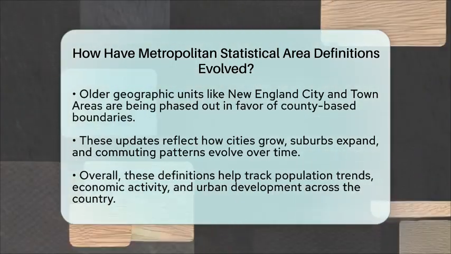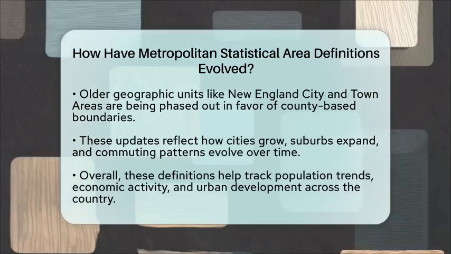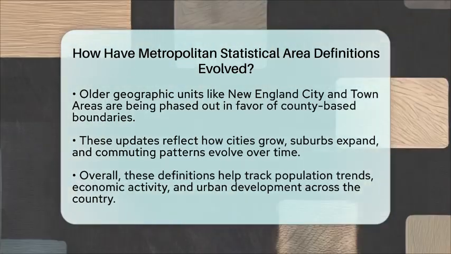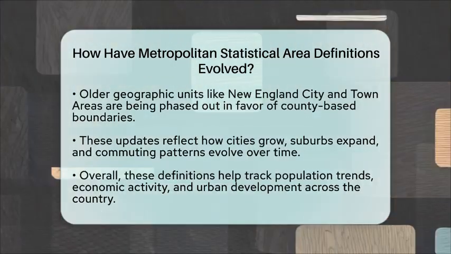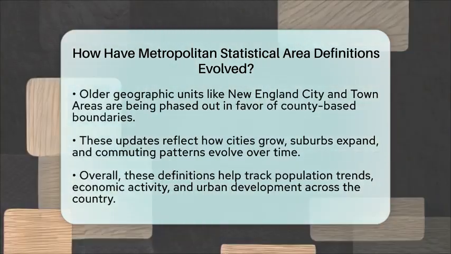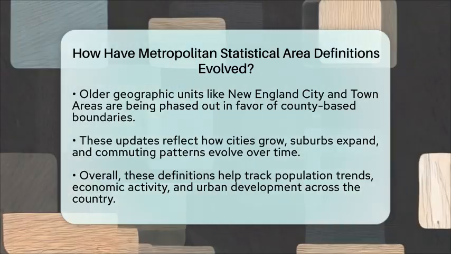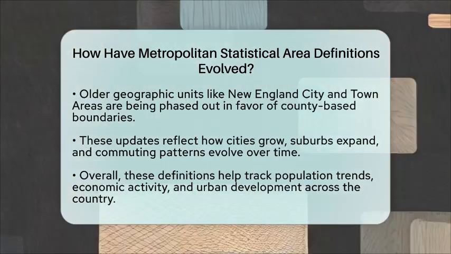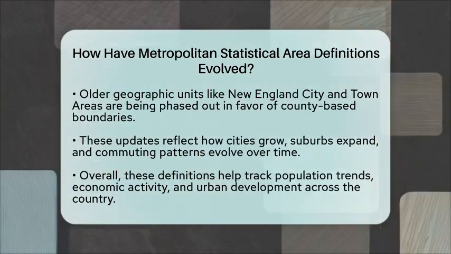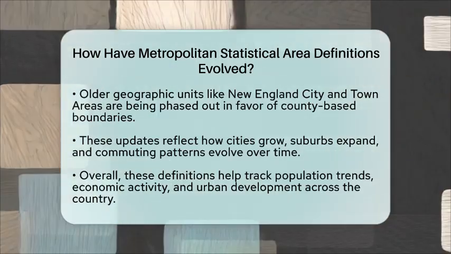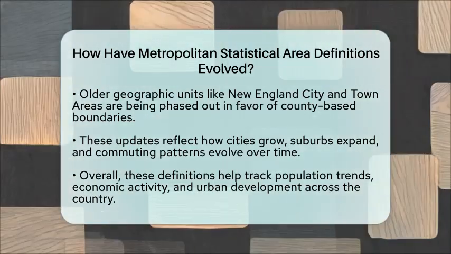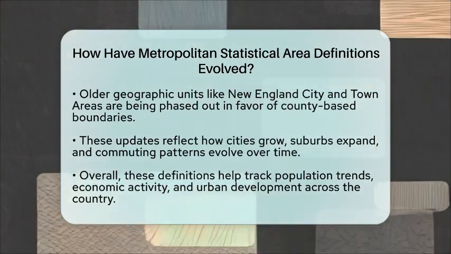Older geographic units like New England city and town areas are being phased out in favor of county-based boundaries. These changes show how cities grow, suburbs expand, and commuting habits evolve. These definitions are important because they help us understand population trends, economic activity, and urban growth across the country. They give us a clear picture of how different regions are connected and changing over time.